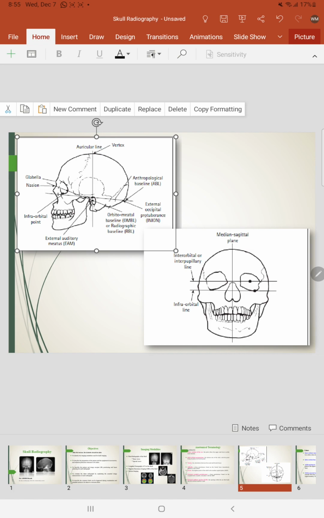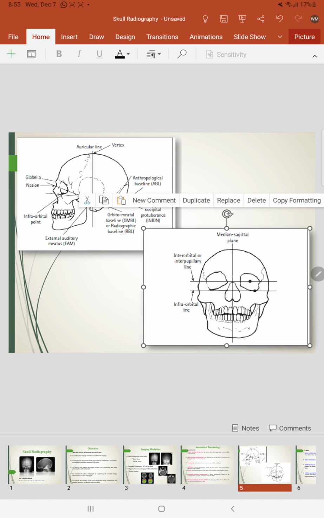Then external occipital protuberance. So these are the terminologies, and you can see the median sagittal plane from this picture, and interorbital or interpupillary line and infraorbital line. It is inferior to the orbits. You can see the infraorbital line.